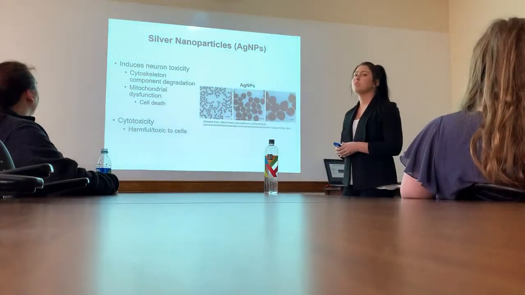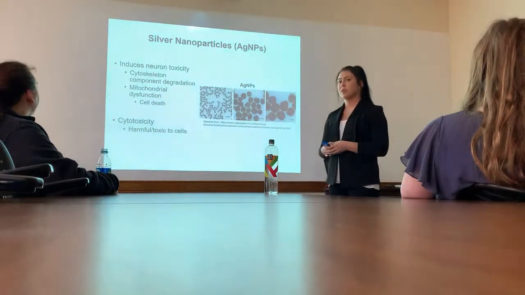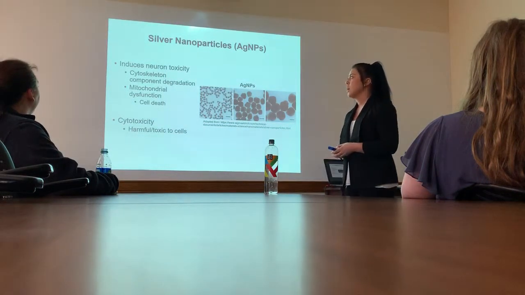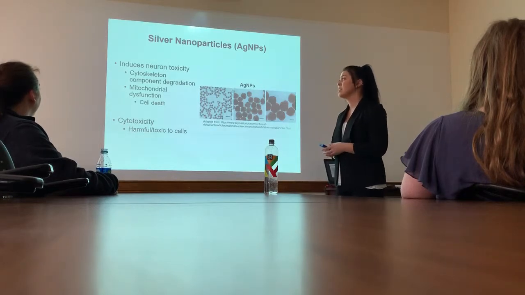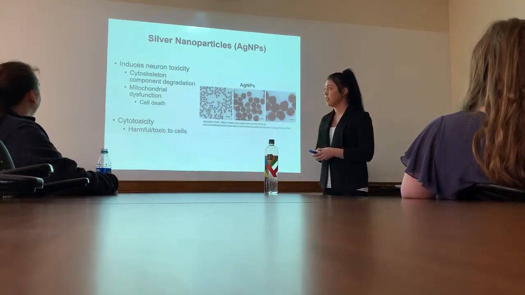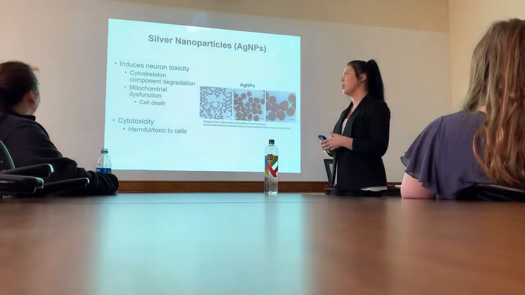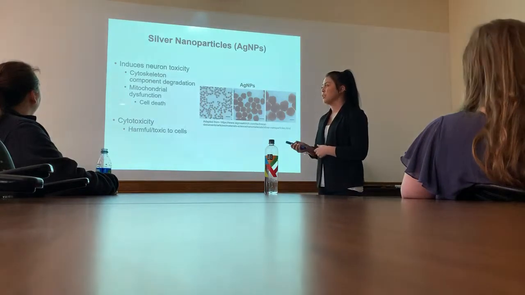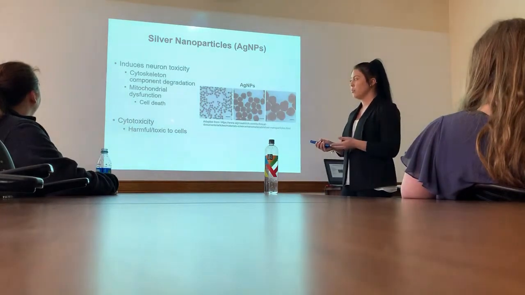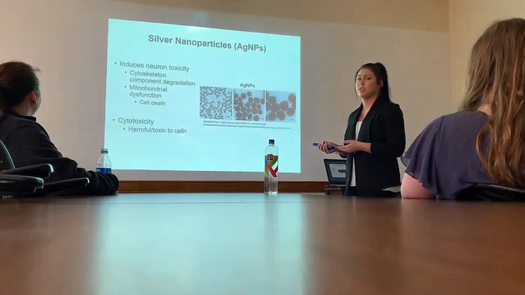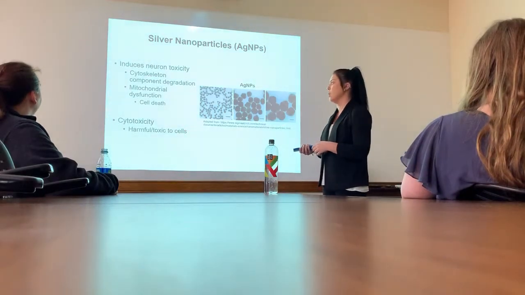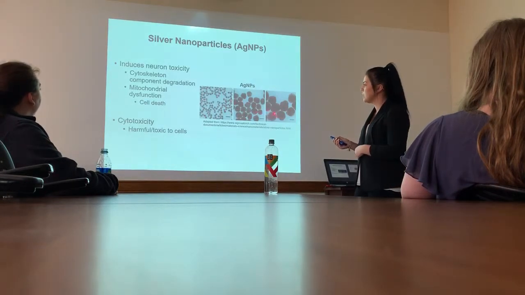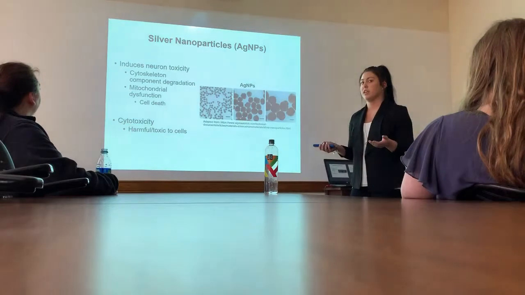Next, I'm going to cover what silver nanoparticles are, and this paper is going to refer to them as AGNPs. They induce neuron toxicity, cytoskeleton component degradation, and also cause mitochondrial dysfunction, which can lead to cell death. Real quick, I wanted to talk about what cytotoxicity means. It means that whatever it is, it is harmful or toxic to the cells and could potentially lead to cell death as well. Here I showed a picture of the silver nanoparticles in different sizes, so they can range across many different sizes.